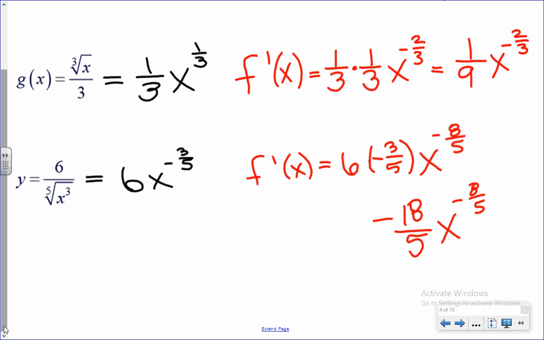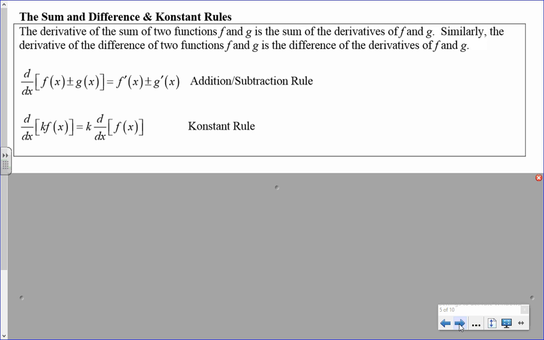Okay. Now there's a couple of things that I have been saying or doing up here that we haven't really officially talked about. Like I keep talking about this constant staying along for the ride. And over here, we looked at the derivative of two terms together. Okay, so let's just officially make these rules known. If we have the sum or difference of two functions, when we take their derivatives, we can take their derivatives separately and still keep the addition or subtraction.